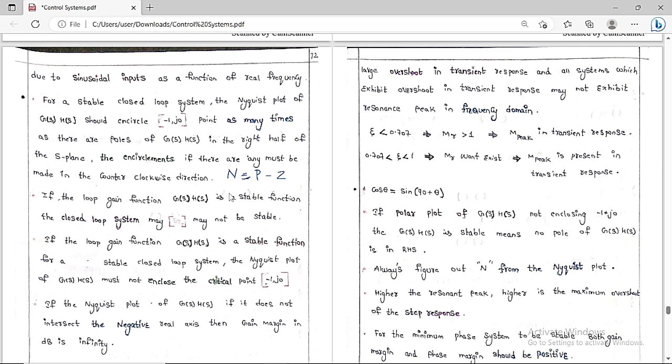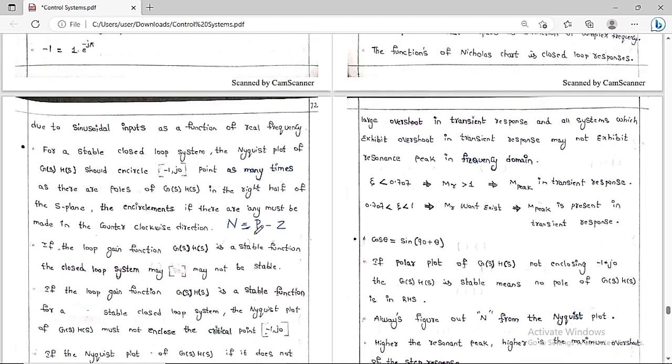So therefore we can say that its value is equal to 0. So Z is equal to 0, we can say N is equal to P. N is equal to P means the number of encirclements occurring in the open loop transfer function plane is equal to the number of open loop poles of the open loop transfer function. It is a positive value. Positive means anti-clockwise, negative means clockwise. This I have already told you.